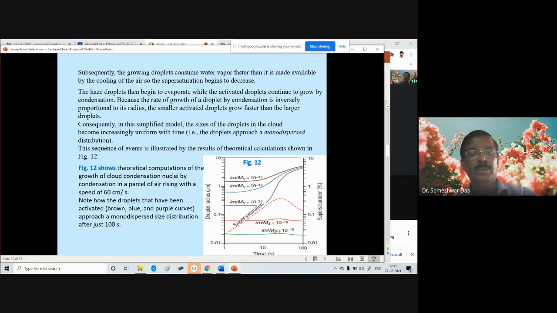Okay, so you can see how the droplets that have been activated, the brown curve, blue curve, and purple curve, approach a monodispersed size distribution after just 100 seconds. Okay, this is 10 seconds, this is 100 seconds. Just after 100 seconds, see how fast they have grown. Okay, the variation with time of the supersaturation of the air parcel is also shown by the dashed red line. This dashed line shows the variation with time of the supersaturation of the air parcel. Okay, all right.